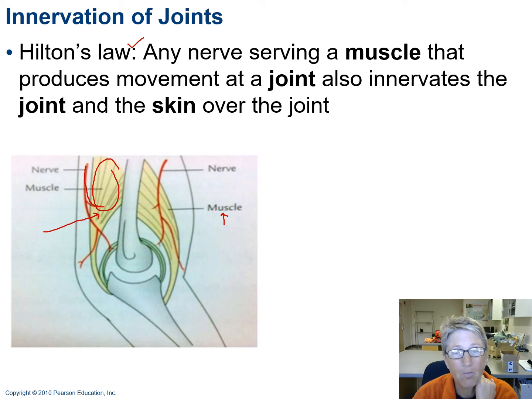So any nerve serving a muscle that produces movement at a joint will also innervate the joint and the skin over the joint. So here's the nerve that innervates the muscle. The muscle causes movement of this joint, so that nerve will also come down here and innervate the joint. And then this skin. And then here's the nerve innervating the skin over the joint and the muscle. And I think that's it for this.